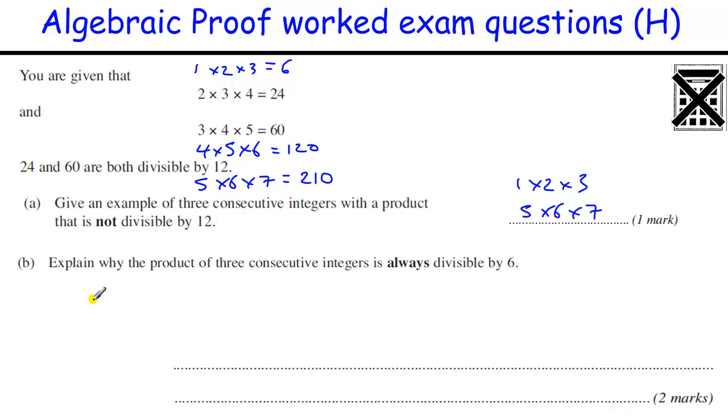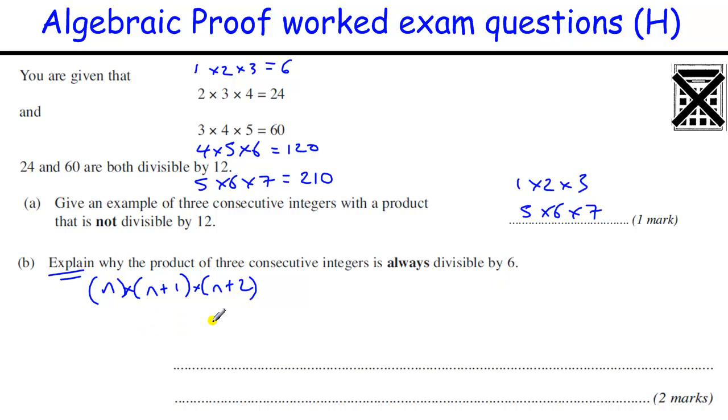Now, you might be tempted to start thinking about n times n plus 1 times n plus 2. If we multiply that out, we're going to get some sort of cubic, which is far too complicated for a 2-mark question. So when it says explain, it probably means just to think about talking about the numbers and what's happening. Why is it always divisible by 6?